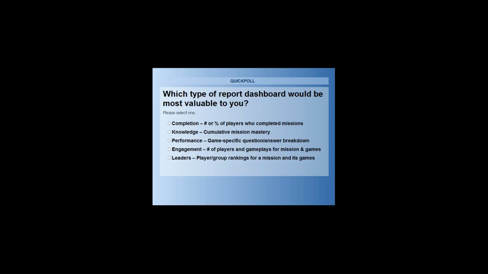The first one being completion, which is the number or percent of players who have completed the missions. The second one, knowledge, so basically a cumulative mission mastery around specific learning concepts. Performance, which is more game-specific, outlining all the questions and answer breakdown. Engagement, which is the number of players and game plays for a mission and its games. And lastly, the leaders, a basic leaderboard where you have player or group rankings for a mission and also for the games within that mission. We'll give a couple seconds for people to answer, and when Josh thinks we're good, we'll roll on to the next slide.